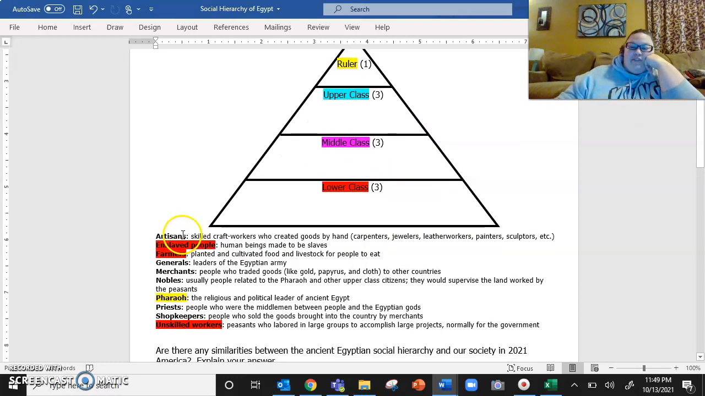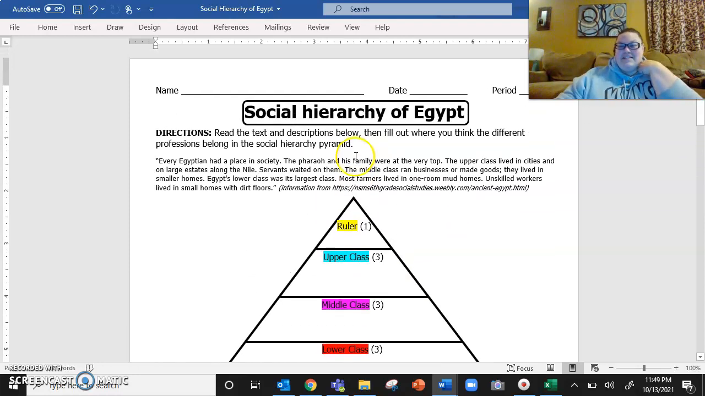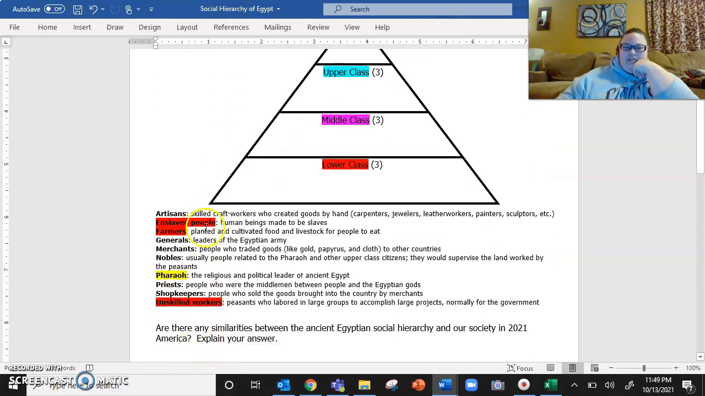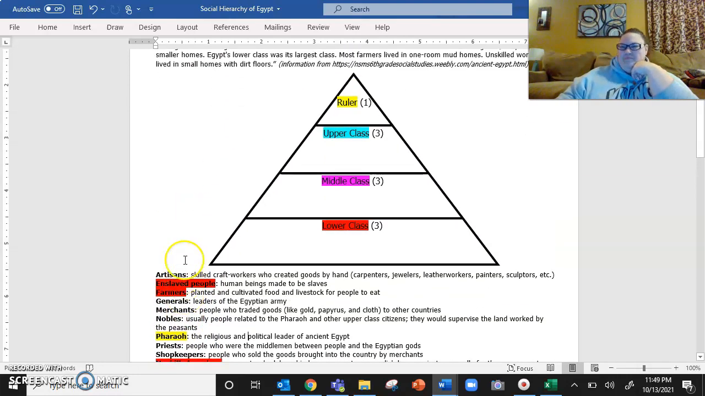Now, we need to figure out where artisans and merchants and generals and nobles and priests and shopkeepers go. Are they upper class or middle class? I don't remember. Let's go back to the text. The upper class lived in cities and in large estates along the Nile. Does that tell us anything about who they were? Which group they were? Not really.